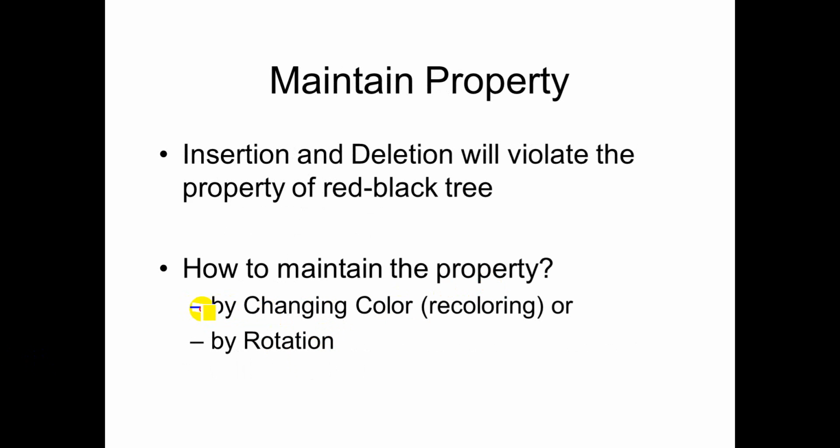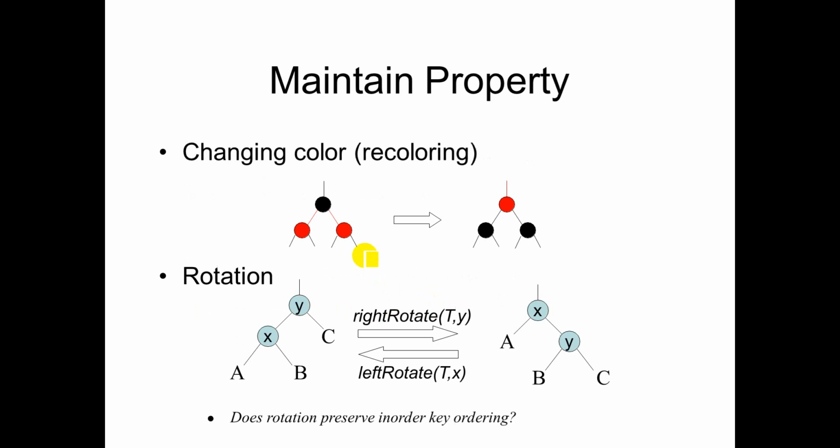You can look here: by changing color, or recoloring, or by rotation. So we can maintain the property by changing the color or by rotation. Let us look at these two. Changing color, or recoloring: initially the color is like this, and you change black to red and red to black. So this is very simple.